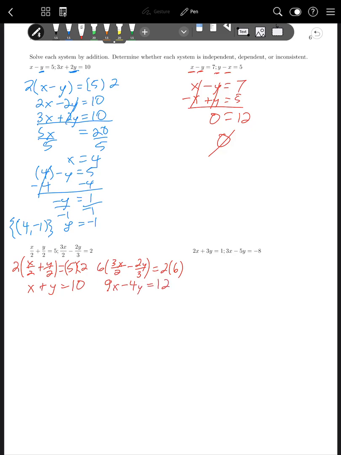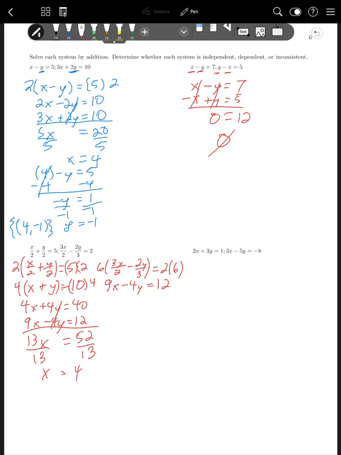And now if I multiply the first equation by 4, I'll make it the opposite of the negative 4y. So I can multiply this equation by 4. So we get 4x plus 4y equals 40. And then we can add to that 9x minus 4y equals 12. Add those together and you get 13x equals 52. Divide by 13 and you get x equals 4.